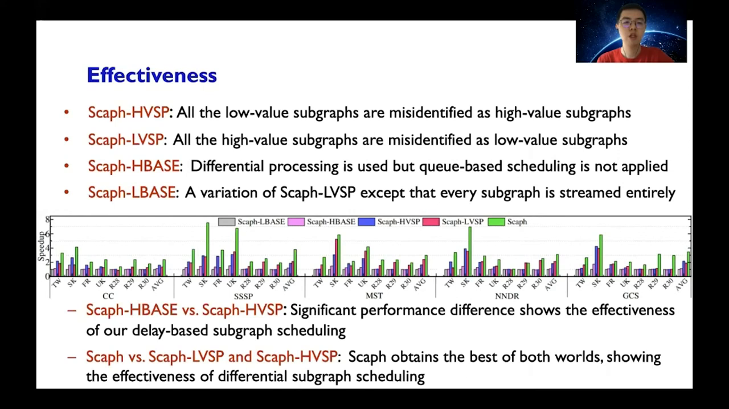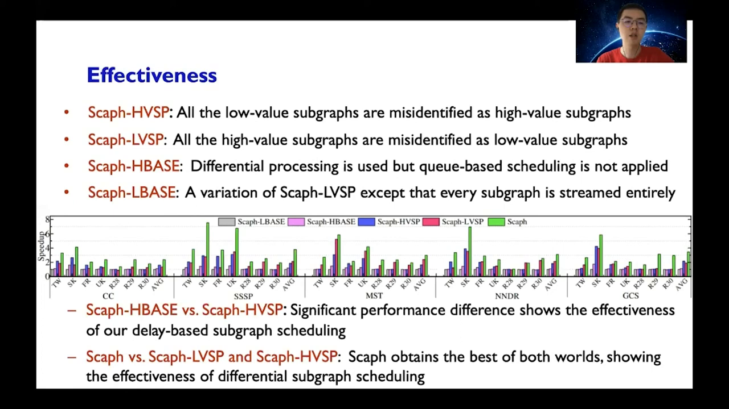In particular, we see that Scaph-HBase is significantly inferior to Scaph-HVSP. This is because small subgraphs often contain very little PUD from themselves worthy of being exploited. Our queue-based scheduling allows the arrangement of PUD from other subgraphs via delayed scheduling. Thus, multiple-time processing under Scaph-HVSP can expose significantly more PUD than under Scaph-HBase.